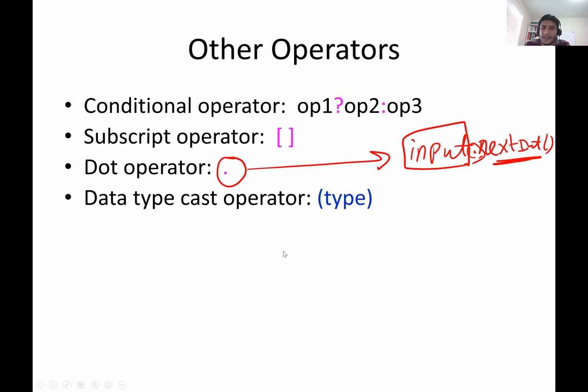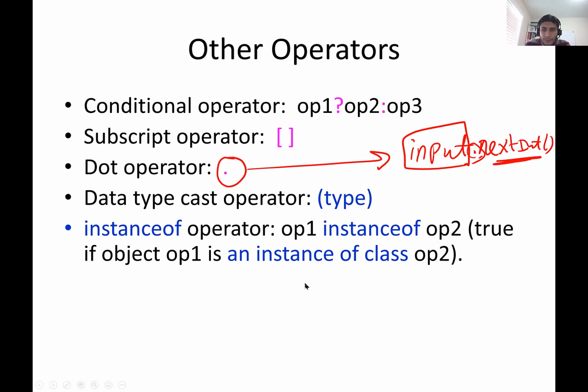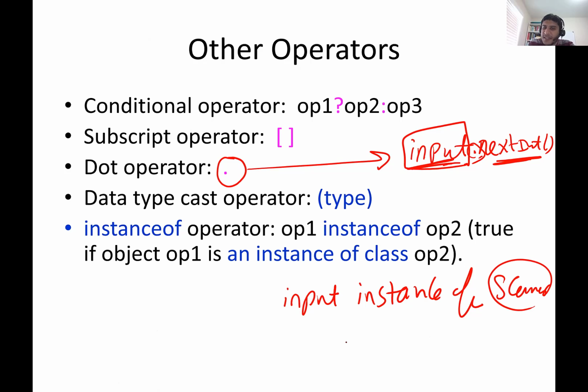And typecasting is similar to C as well. instanceof: more details will come later, but simply, if I defined input as an object of the Scanner class, you can check it. So instanceof gives you true or false. If, for example, I said input instanceof Scanner, then this gives you true.